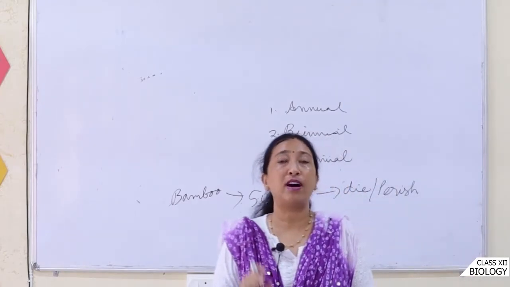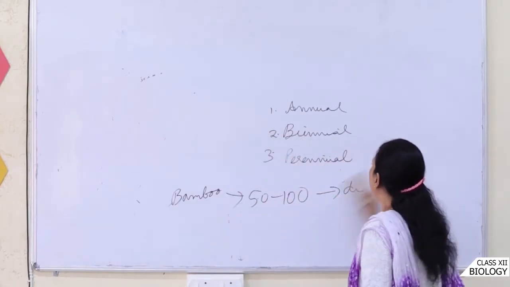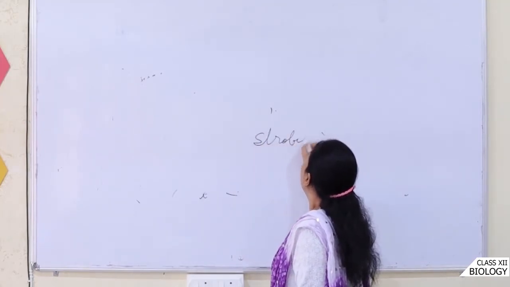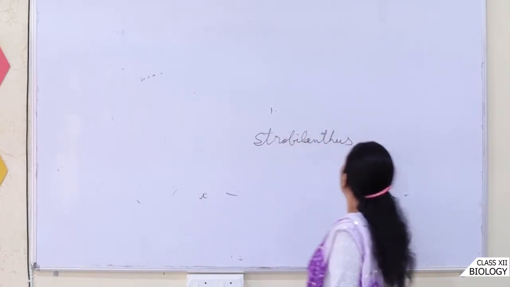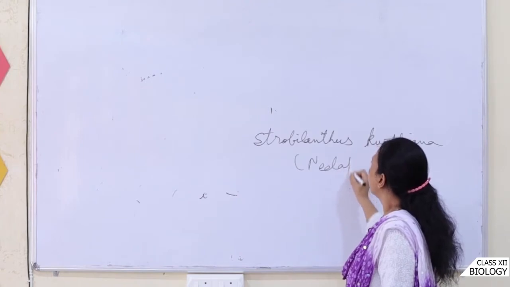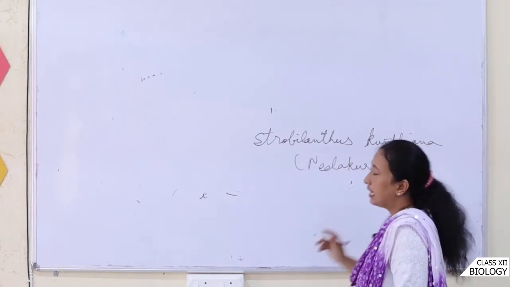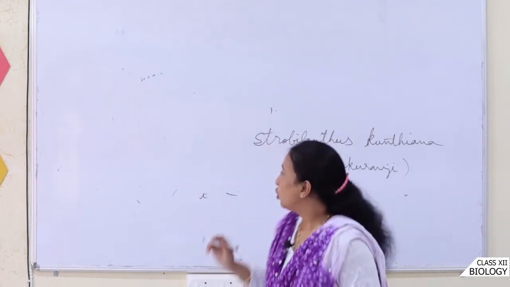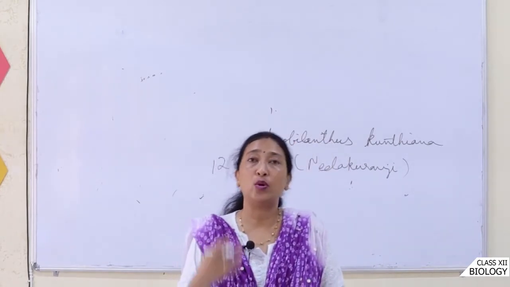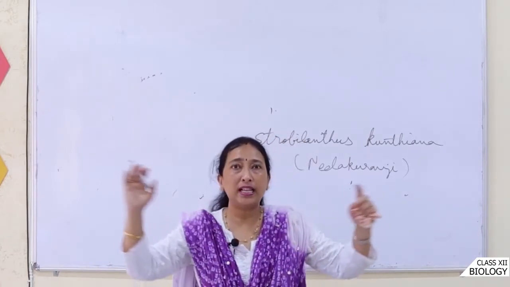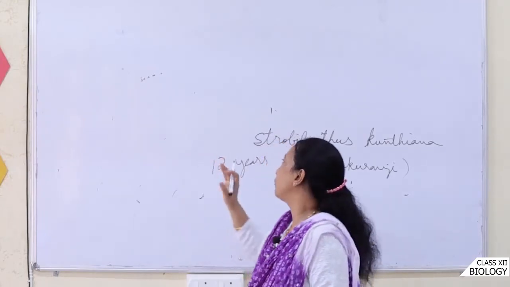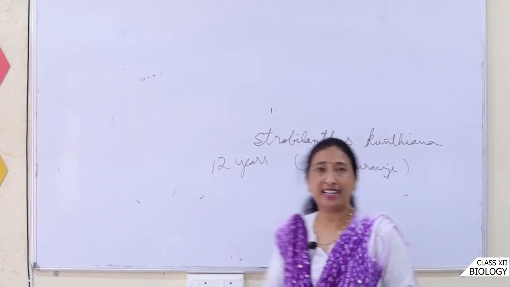Similarly, there is one mention of a plant which is known as Strobilanthes kunthiana. That is known as the Neela Kuranji. This plant flowers once in 12 years. It is found in the regions of Munnar, Ooty, Kodaikanal. During this time, the whole mountains appear blue in color just because of the color of the flowers, which are blue in color. The whole mountains appear blue in color, hence the name Neela Kuranji, that is Strobilanthes kunthiana.